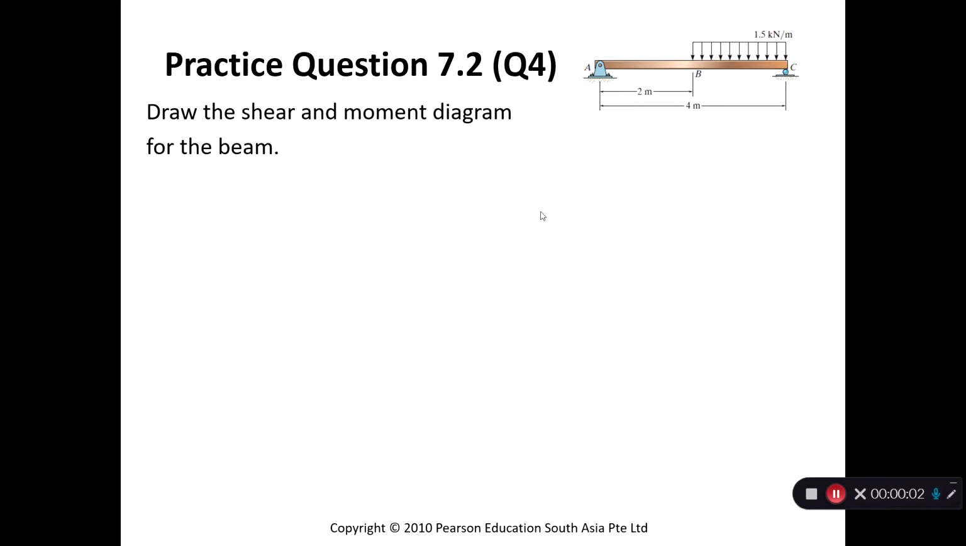Okay, so in this video we're going to discuss the last practice question, which is question 4. We're still drawing the shear and moment diagram. Now it's a simply supported beam, where there's a pin on the left and there's a roller on the right. So you're already familiar with this type of support.